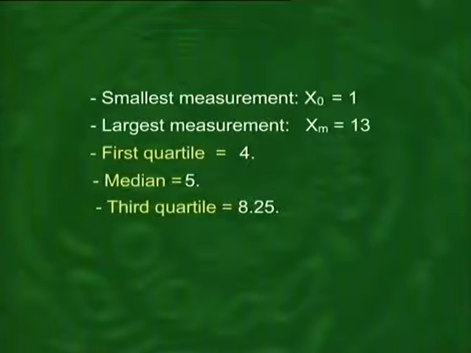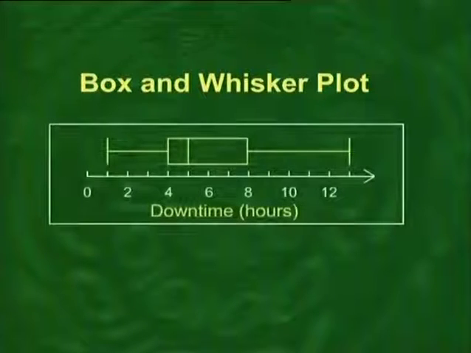Also, we need to compute the first quartile, the median and the third quartile, and for this particular data set these values come out to be 4, 5 and 8.25. As such, we obtain a box and whisker plot which you now see on the screen. Students, ये जो तीनों quartiles हैं Q1, Q3 और X tilde, ये मैंने किस तरह कंप्यूट किए हैं?